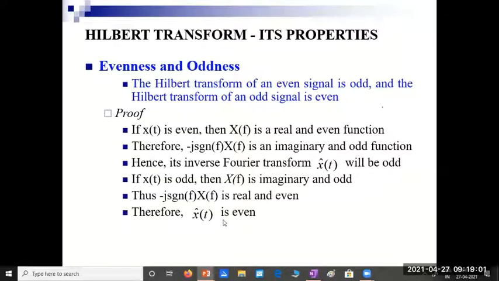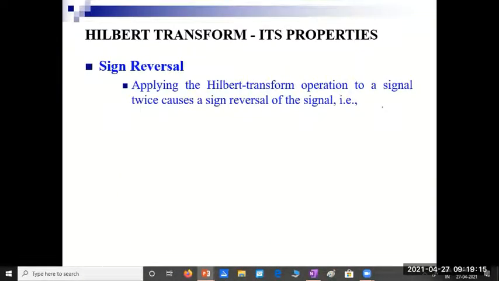Okay, so please remember this. Every time you find the Hilbert transform of an even signal, you should get an odd one. And when you find it for an odd signal, you should get even. Next is sign reversal. Applying the Hilbert transform operation to a signal twice causes a sign reversal of the signal. We already saw this. That is, finding x cap of t and applying a second Hilbert transformer will give me the 180-degree phase shifted version of the signal, which is minus x of t.